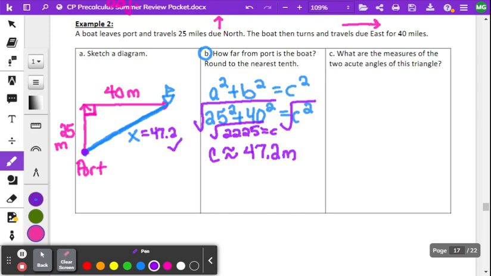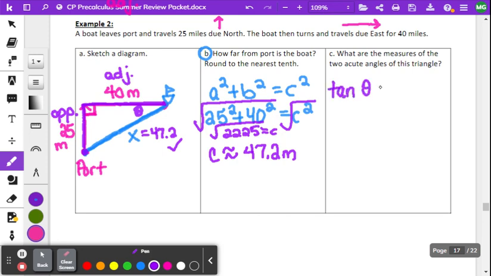So the second question, using the same diagram, asks us for the measures of the two acute angles of this triangle. So I say we look at this one first, the one right where the boat is. And I would like to use these two legs of the triangle because they are exact values, whereas the hypotenuse is approximated. So the 40 is adjacent to the angle that we're working with. The 25 is opposite. So what trig ratio uses opposite and adjacent? You should know that that's tangent.